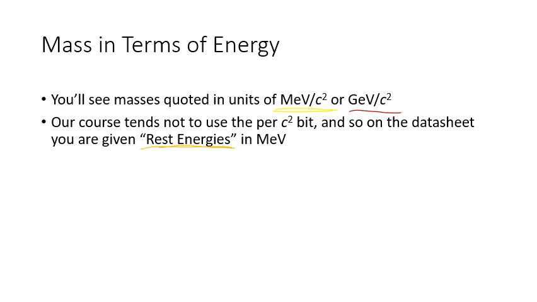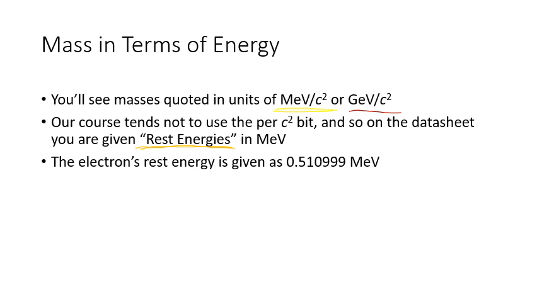So on your data sheet you have rest energies. And the rest bit comes from the fact that as particles start to go close to the speed of light, their fundamental mass changes as a consequence of special relativity. Their mass goes up as they get closer to the speed of light. And so when we're referring to rest energy, we're talking about the mass of the particle when it's sitting still, written as an energy. So rest energy is the term that's used in your course. So the rest energy of an electron, 0.511 MeV.